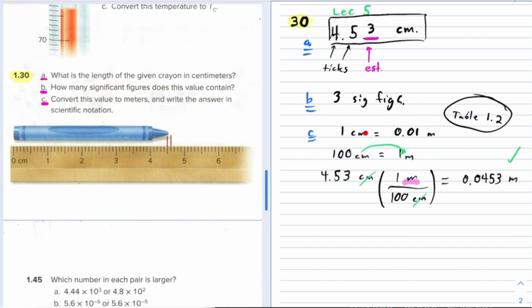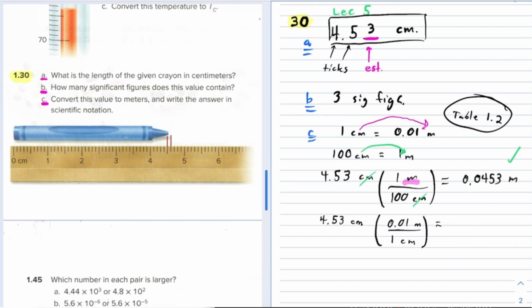By the way, if you wanted to use the other relation, the first one, to go from centimeters to meters, you could do that too, and it would be done the very same way. You would take your initial measurement, 4.53 centimeters, and then use this one to build a conversion factor. You're getting rid of centimeters, so you put 1 centimeter on the bottom, and then you're converting to meters, so you put the 0.01 meters on the top.